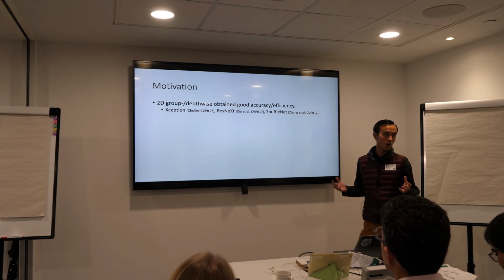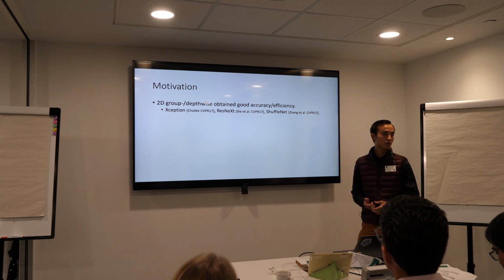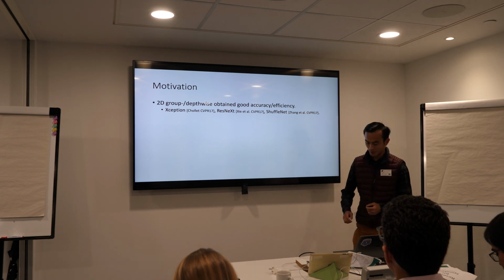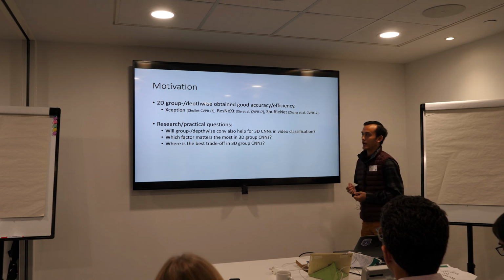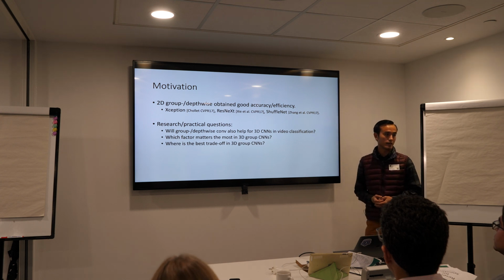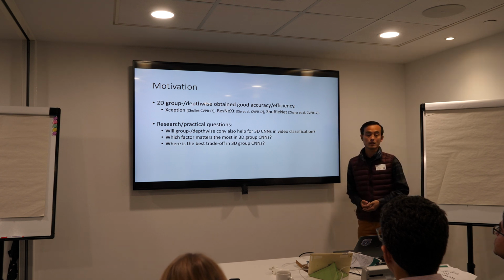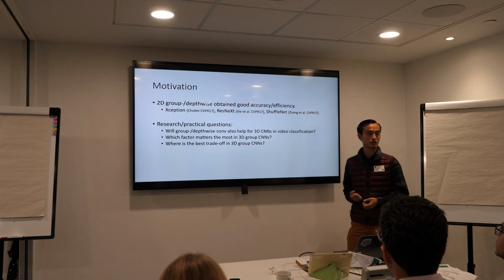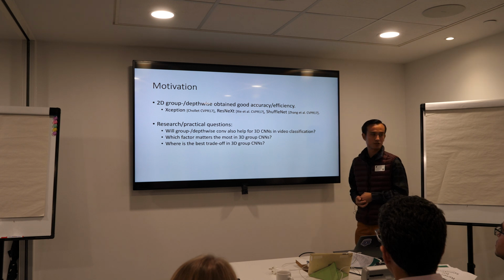So we all know that 2D group or depth-wise convolution obtain a very good accuracy and computation trade-off, like Xception, ResNet or SuperNet. The question here that we really want to understand is whether group-wise or depth-wise convolution will also work for 3D CNN, especially in the problem of video classification. And if it does, we want to understand which factor matters the most in 3D group CNN. And lastly, where is the best trade-off of 3D group CNN.